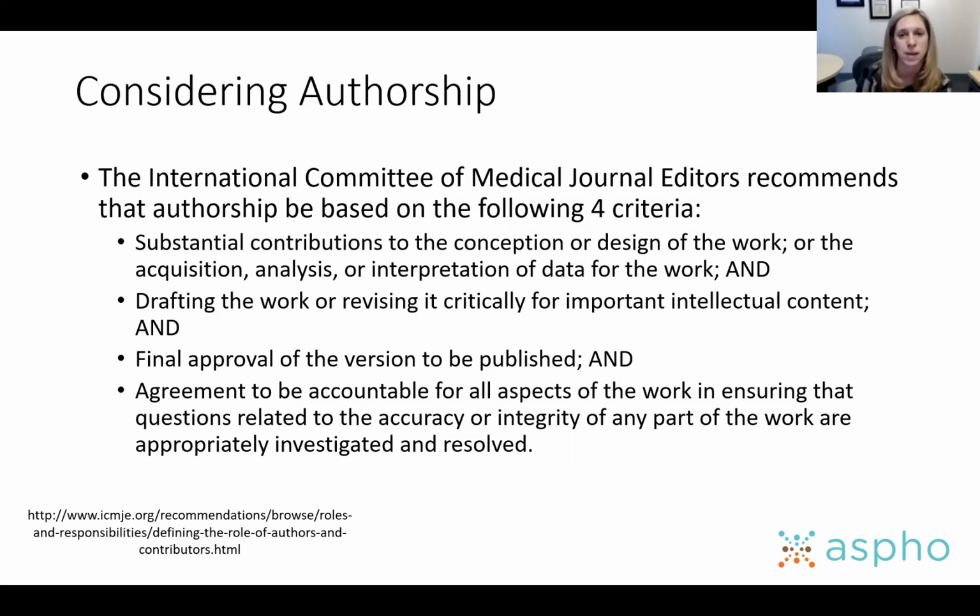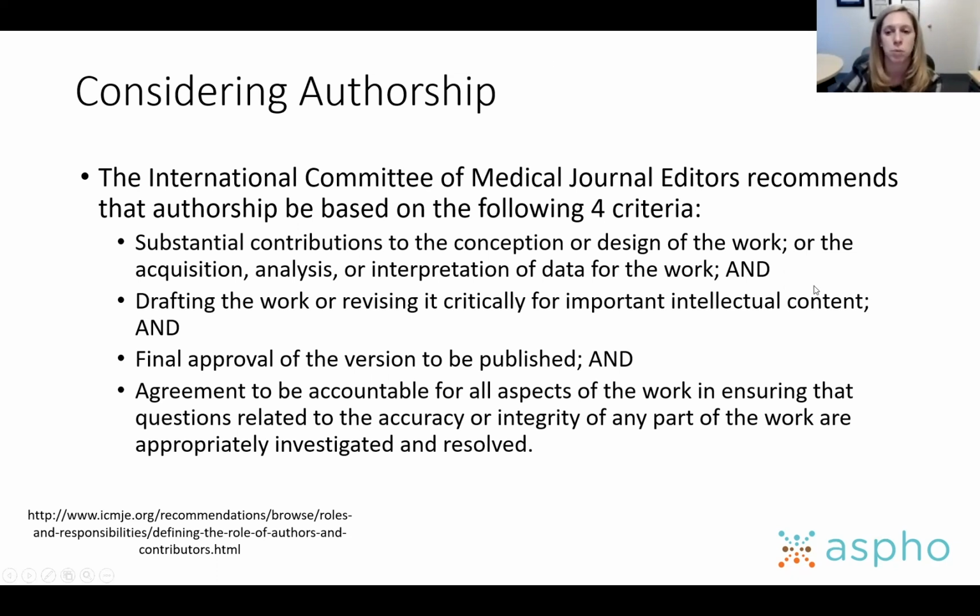The International Committee of Medical Journal Editors recommends that authorship be based on 4 criteria: substantial contributions to the concept or design of the work, or the acquisition, analysis, or interpretation of data for the work, as well as drafting the work or revising it critically for important intellectual content, final approval of the version to be published, and agreement to be accountable for all aspects of the work.